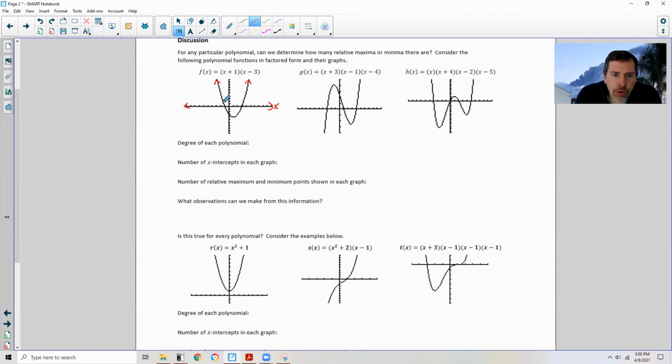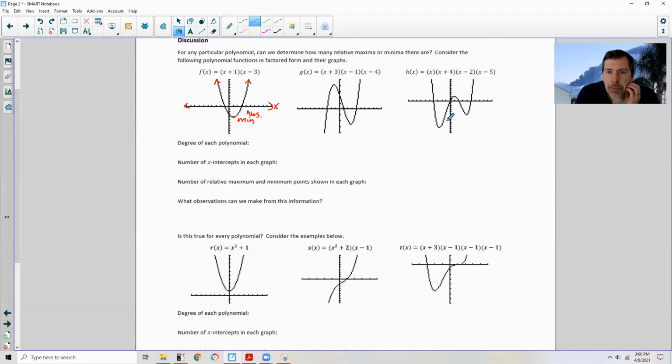As you're going to the right, this function is decreasing until it gets to this value here, which looks like 1. And then it turns and starts to increase. So it went from decrease to increase. So this right here is a minimum. And when there's only 1, it is the absolute minimum. It's as low as you can go.